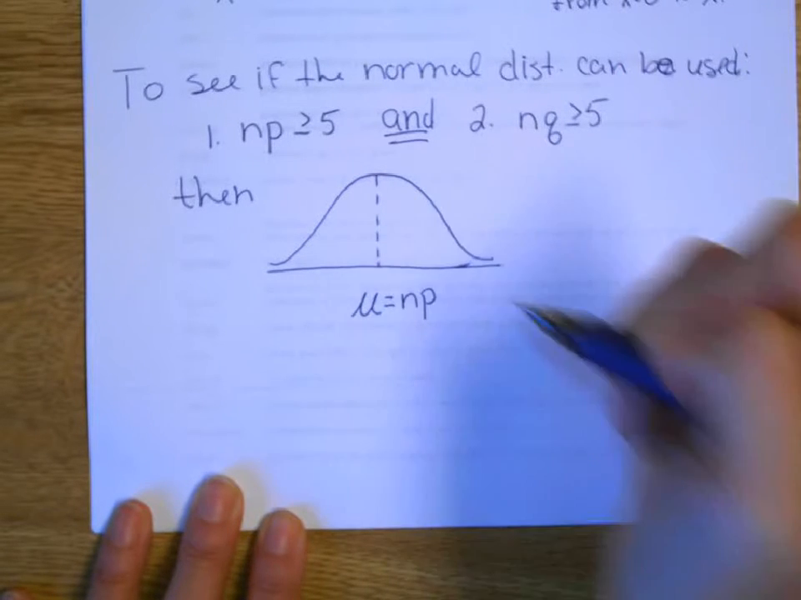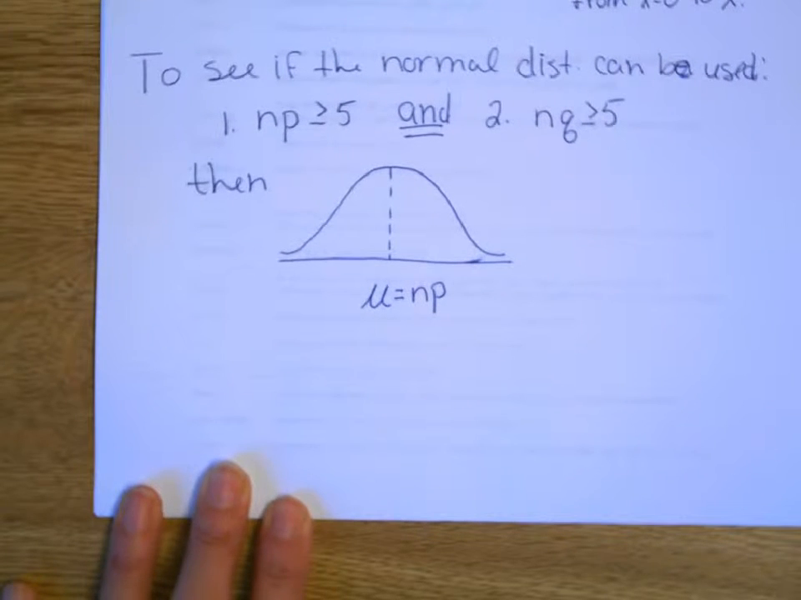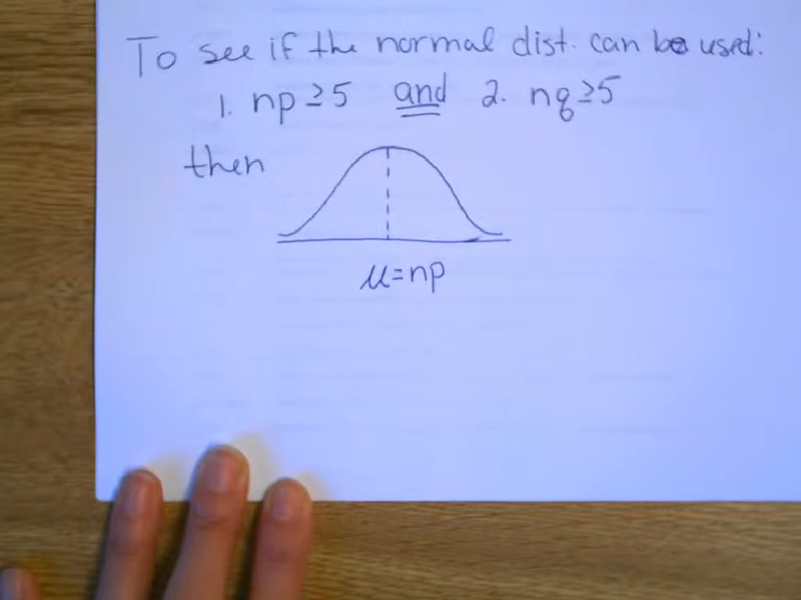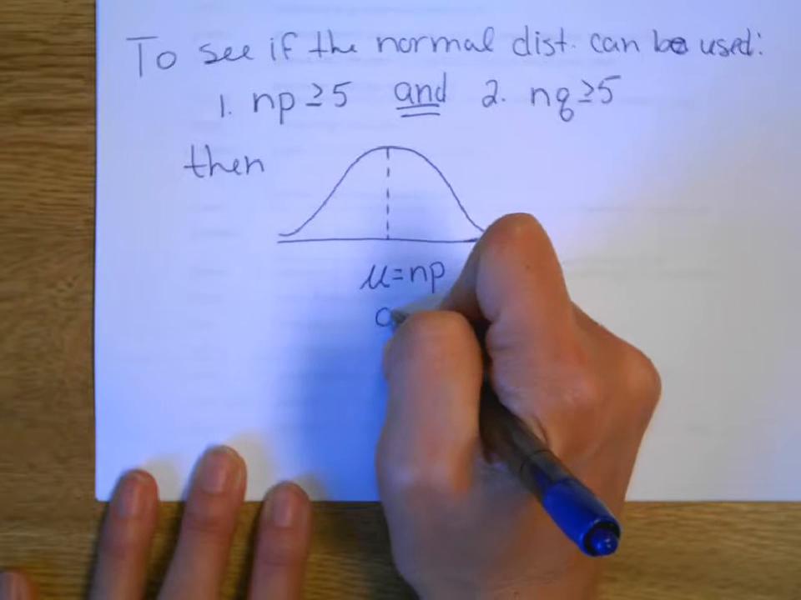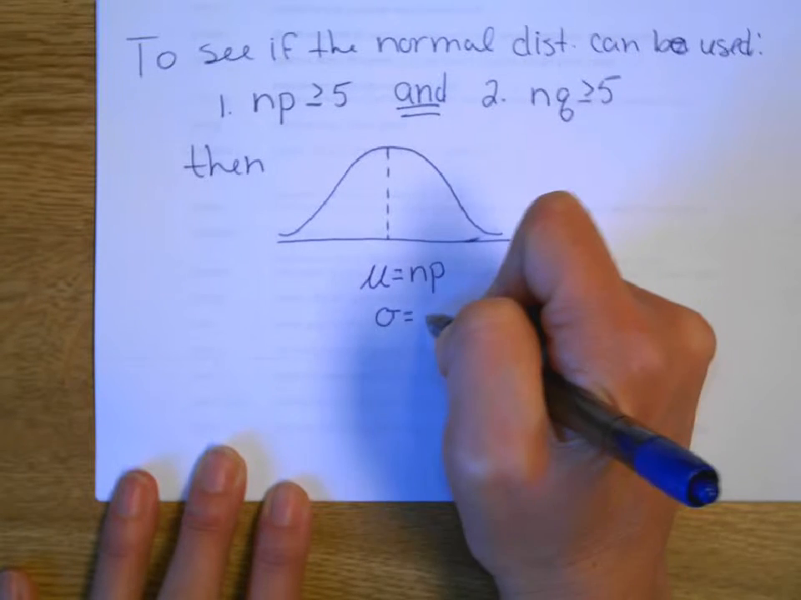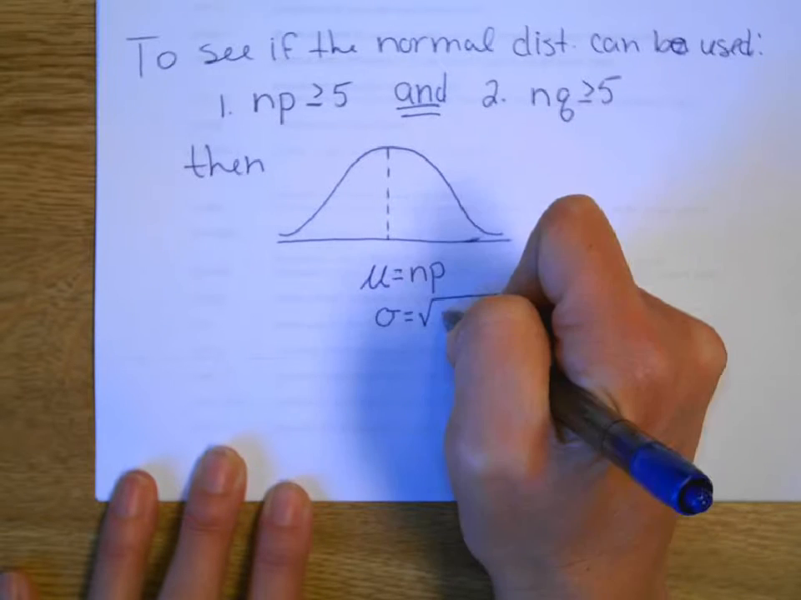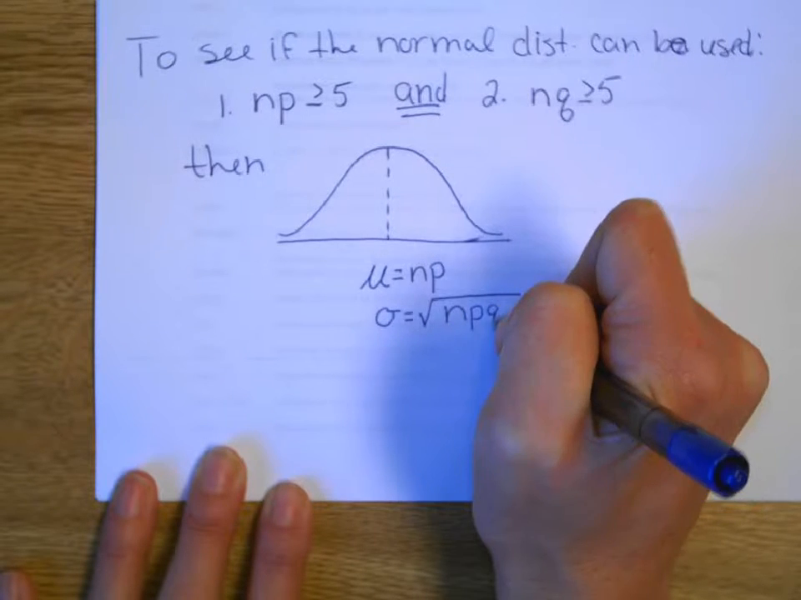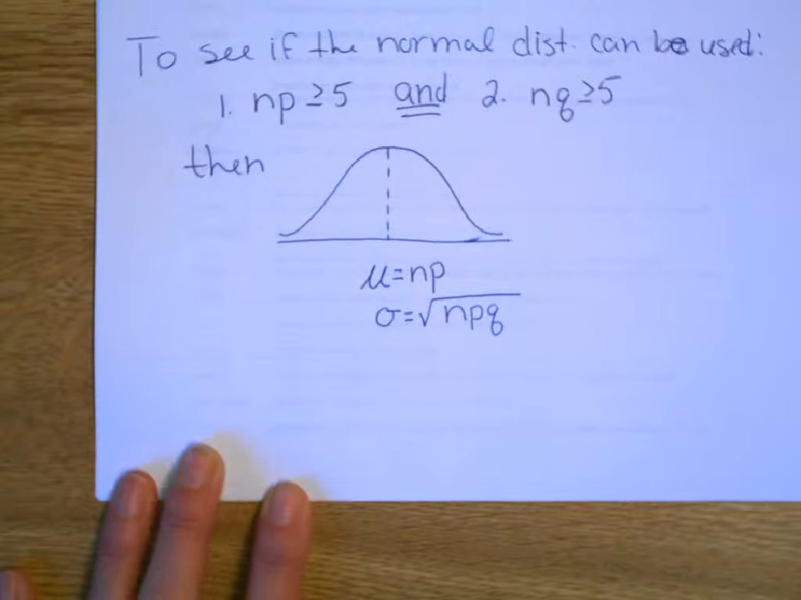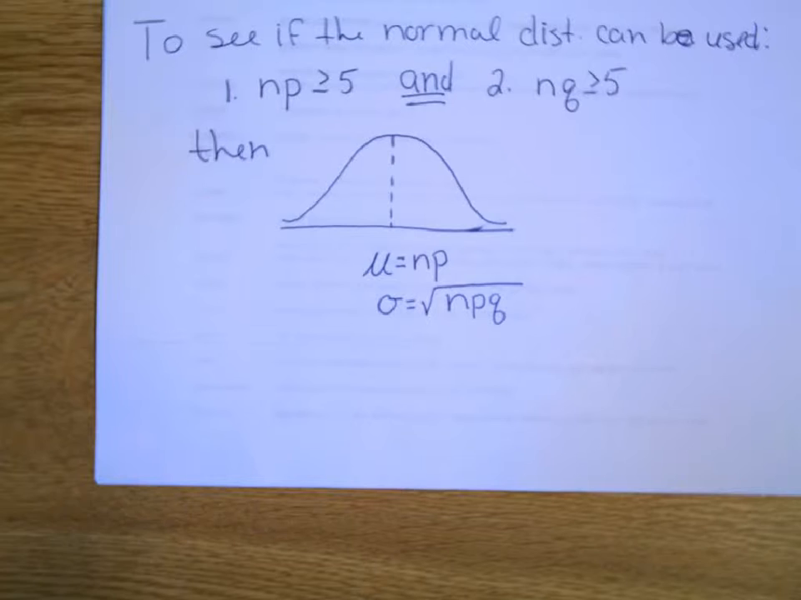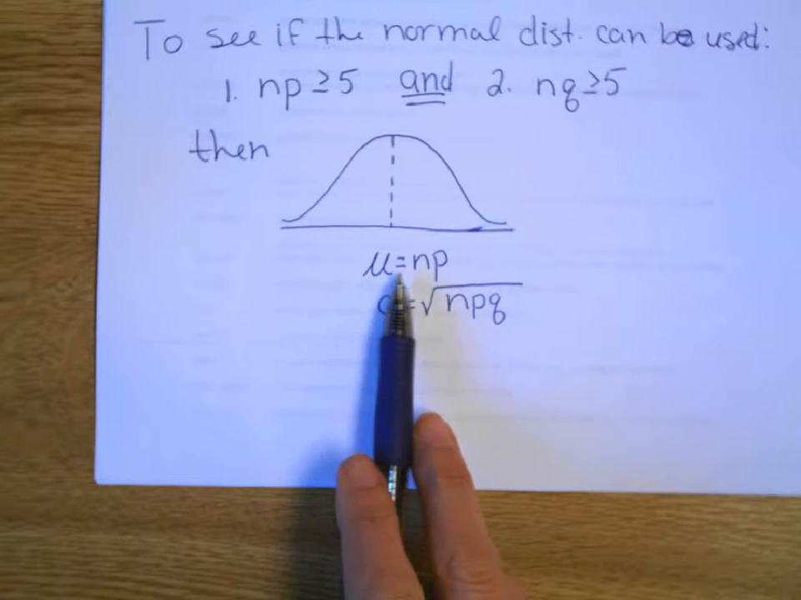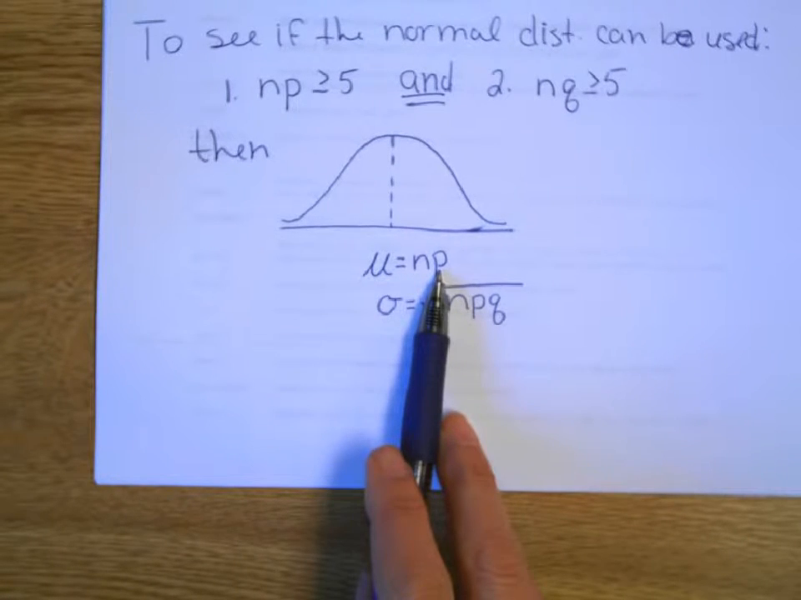Then the mean will equal n times p. That's how you're going to get your mean. It's not going to tell you the mean of the distribution, we can calculate it with n times p. And the standard deviation of the distribution will be the square root of npq. Okay, can you say that slowly in words? Yep. The mean equals n times p.